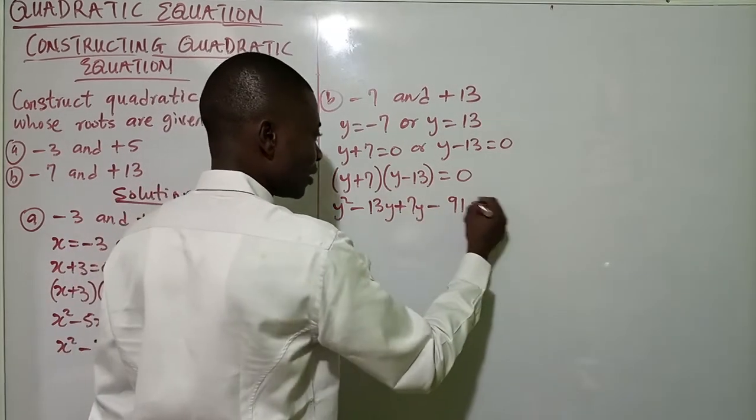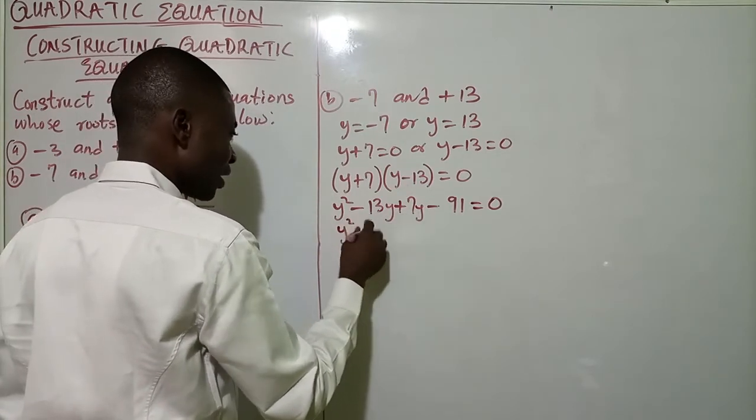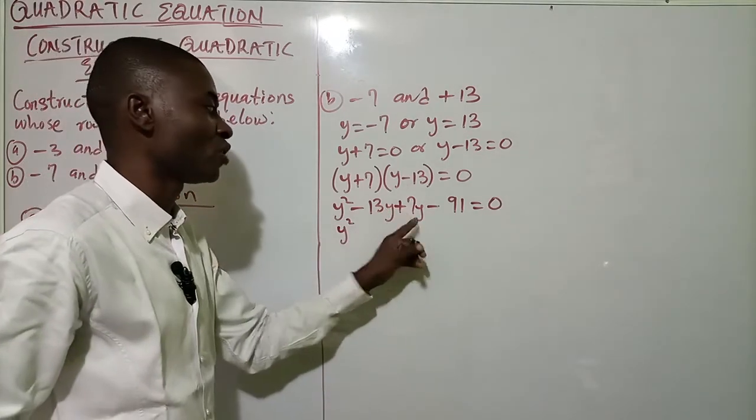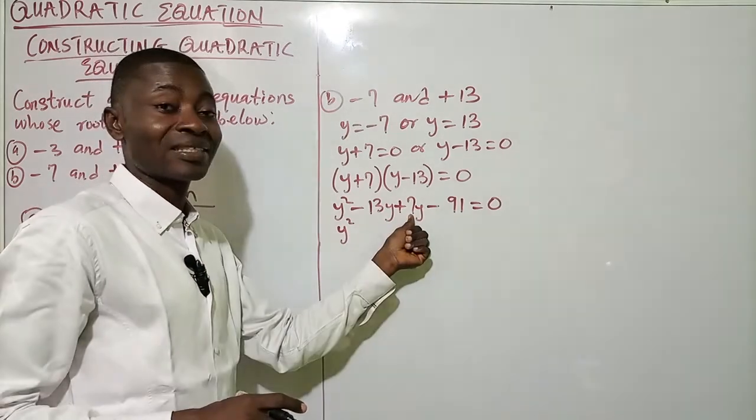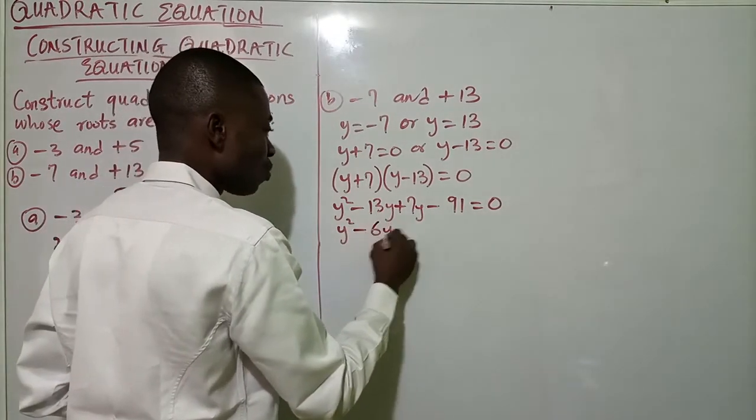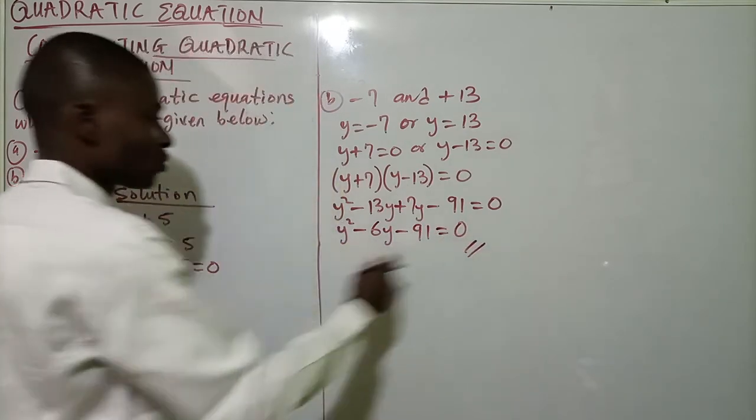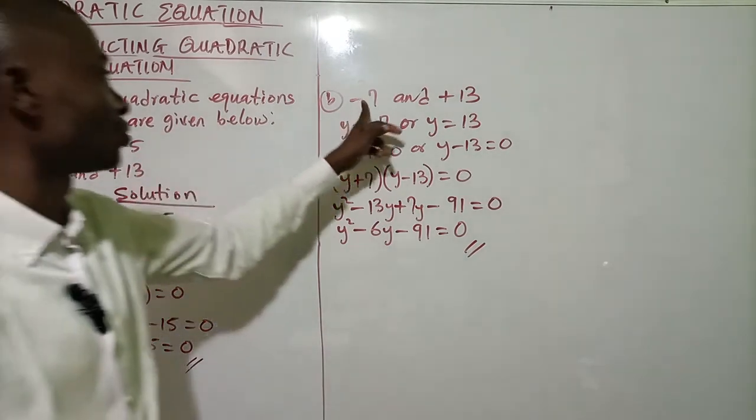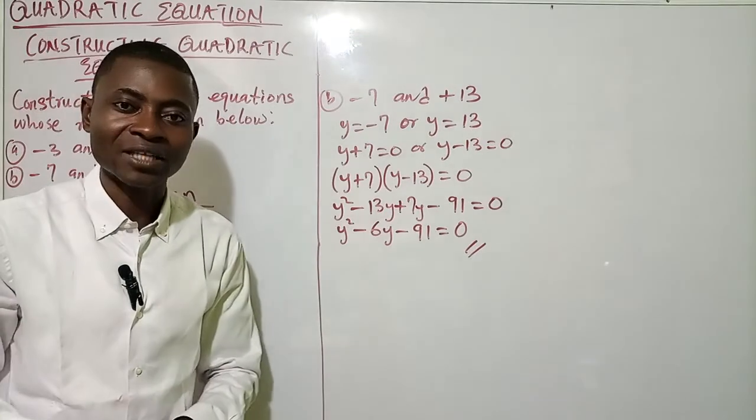So this equals 91. What do you do here? These are like terms. So this is y squared minus 13y plus 7y. You are owing somebody 13y and you have only 7y. If you pay back 7y out of the 13y you are owing, you will still be owing that person 6y. So minus 6y minus 91 equals 0. This is the quadratic equation. We have successfully constructed the quadratic equation having the roots minus 7 and plus 13. That is it. Not difficult at all. Very simple.